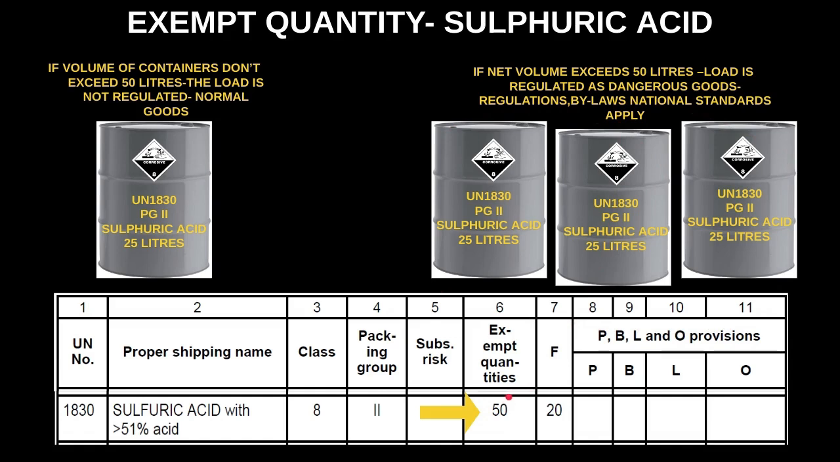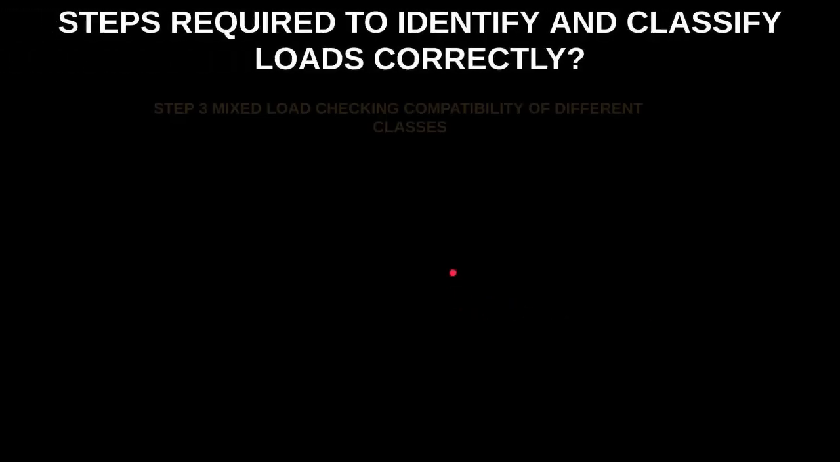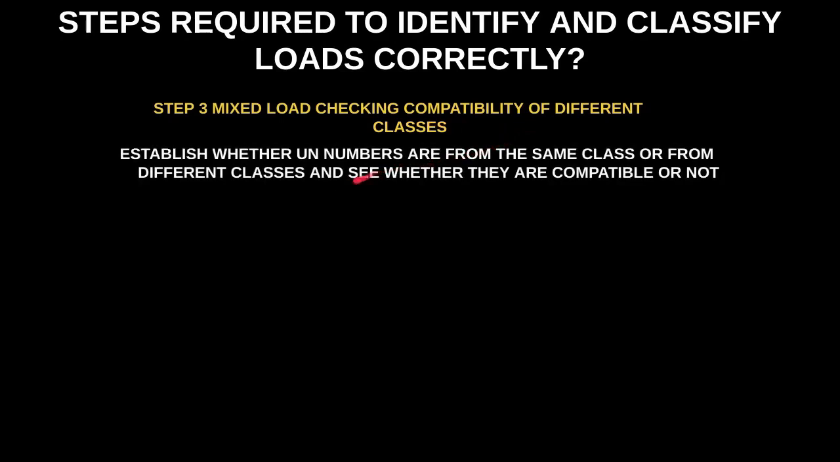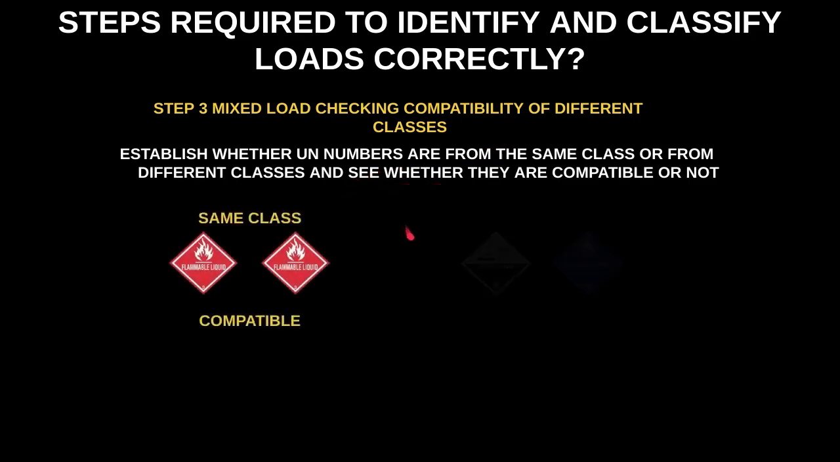We take the quantity of the entire load on the vehicle. Step 3. Managing mixed loads. For mixed loads, we will look at the compatibility chart to determine whether different classes can be transported together, or if they require separation. We will compare primary and subsidiary risks on the chart.